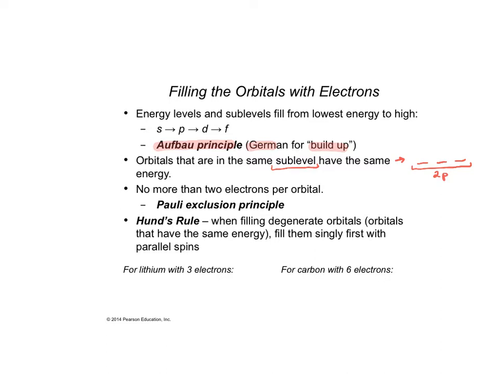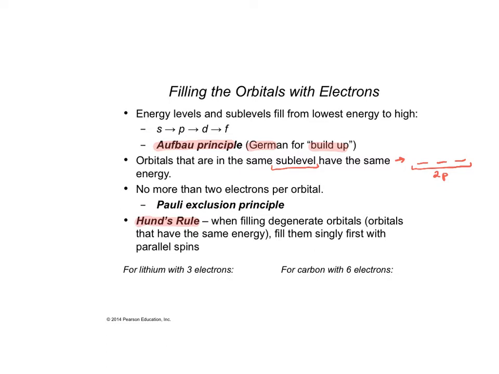And then there's one last little rule, and that's called Hund's rule. What Hund's rule states is that when you're filling degenerate orbitals, and that means orbitals that have the same energy, like our 2p orbitals over here, you're going to fill them singly first with parallel spins. So what exactly do I mean by that?